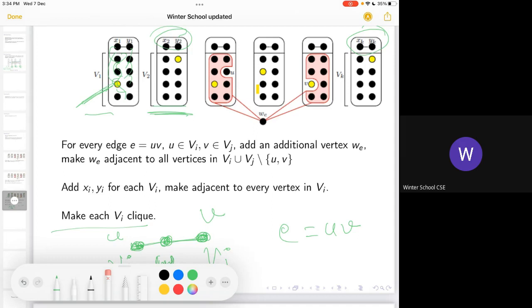I said it wrong, but what is written is correct. So for an edge UV, we make the new vertex adjacent to everything adjacent to U and everything adjacent to V, that is, to everything in Vi and Vj except the endpoints. I hope I said it correctly now. So we have three things in the construction. The Xi, Yi vertices, which are adjacent to the Vi's. The Vi's forming a clique, with all the edges added. And for all the cross edges, we introduce a new vertex and make it adjacent to everything except the endpoints.